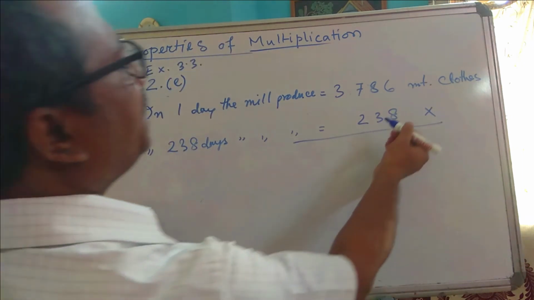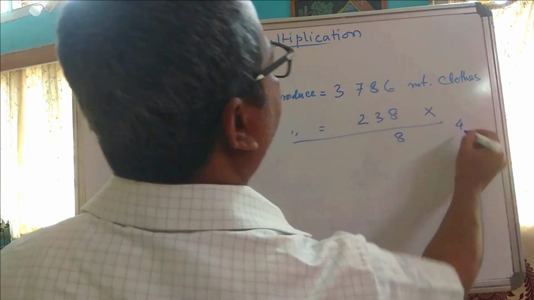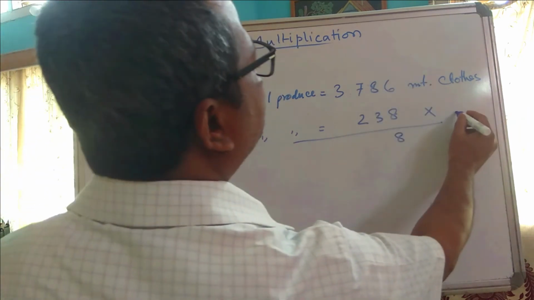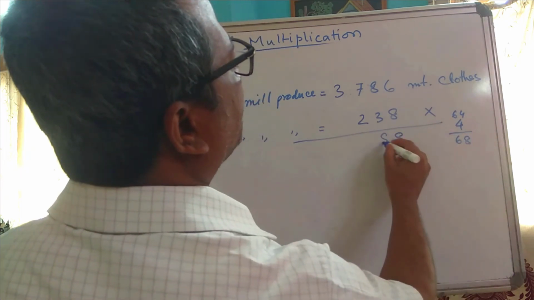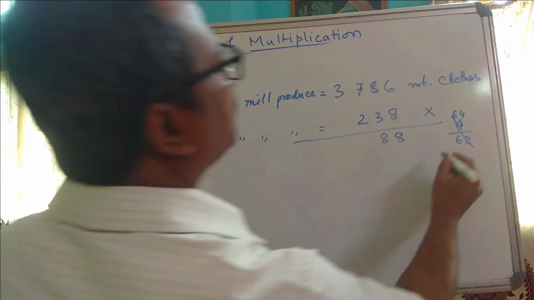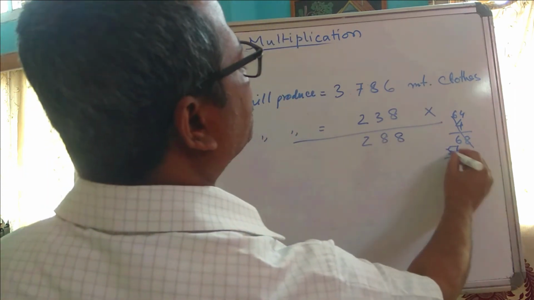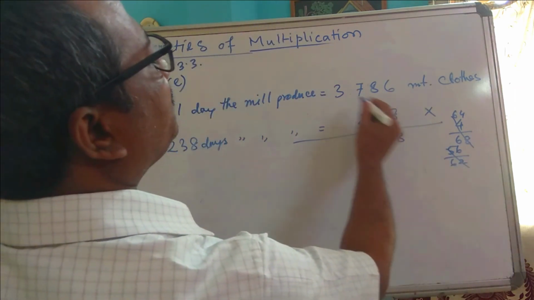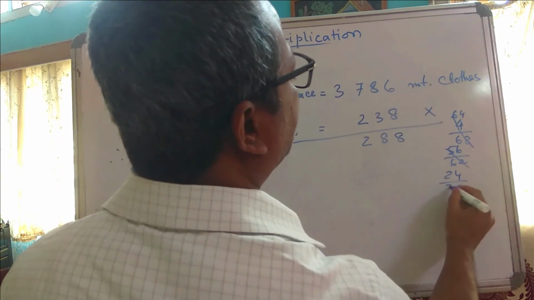So, you multiply it, 8 times 6 are 48. 4 left, 8 times 8 are 64. Plus 4, 68. Again 8 will come, 6 will remain. 8 times 7 are 56. So 12, 6. So 2 will come, 6 will be left. So 8 times 3 are 24, 30.